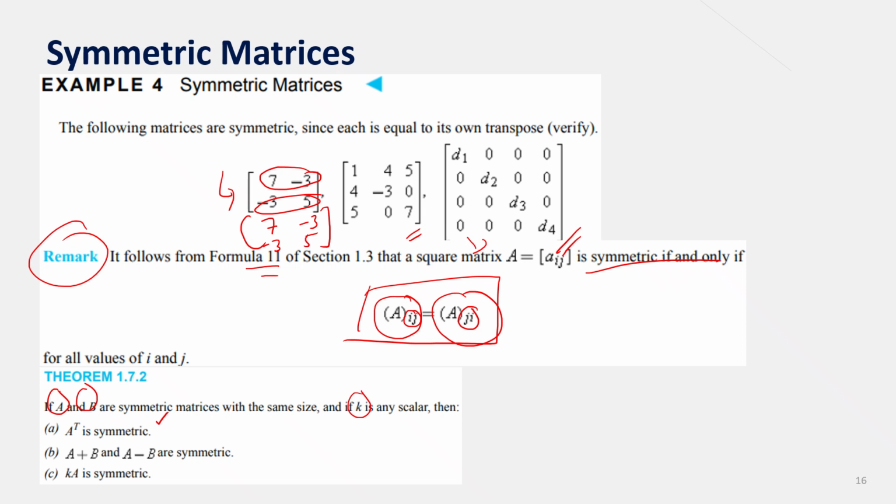is a scalar, then A transpose is a symmetric matrix. A plus B and A minus B are symmetric. Okay, and then k multiplied by A, so if you have a scalar multiplied by a matrix, the result will still be a symmetric matrix. Okay.